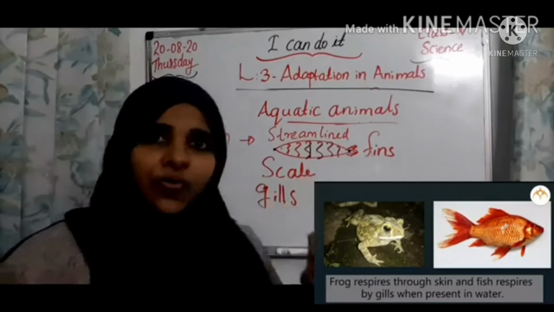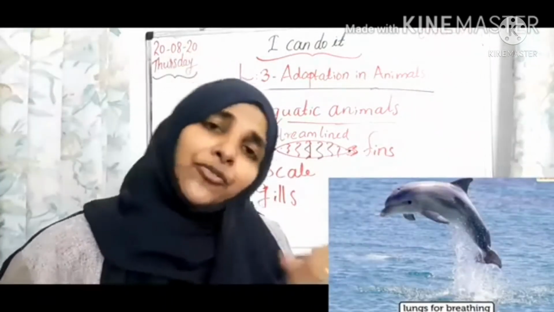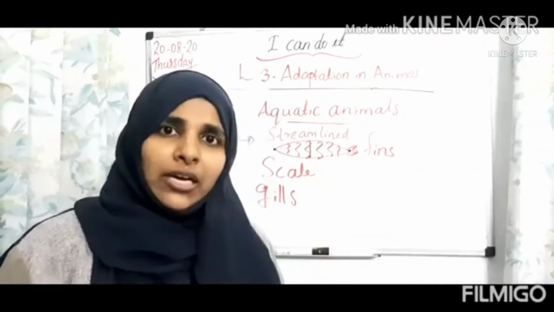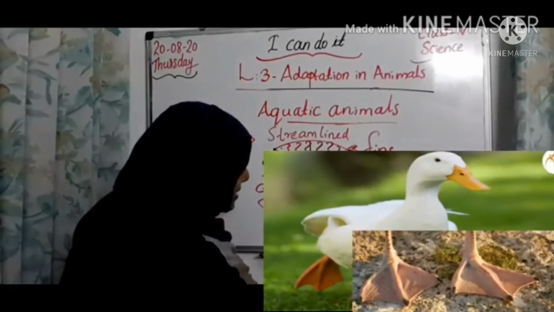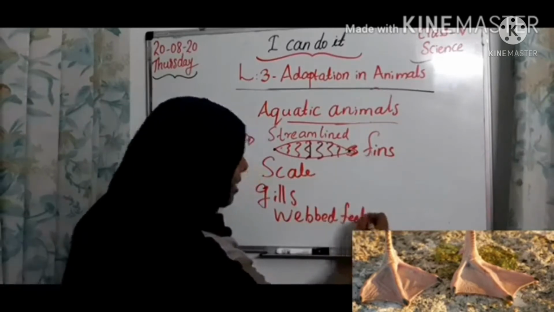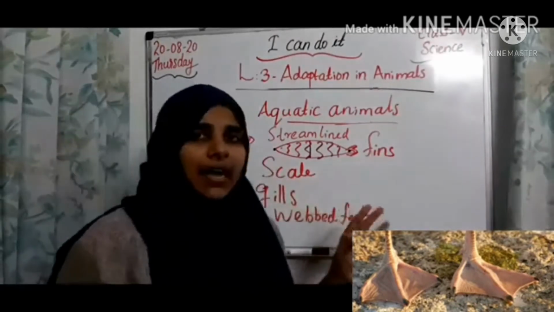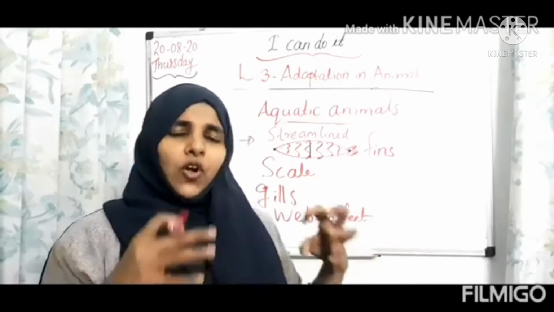But dolphin and whale breathe through lungs. But frog, what about, children? It is breathing through its skin. And you know about duck, how they are swimming in water? It has webbed feet. It has webbed feet for movement in the water. These are all the different adaptations of aquatic animals to cope with water.